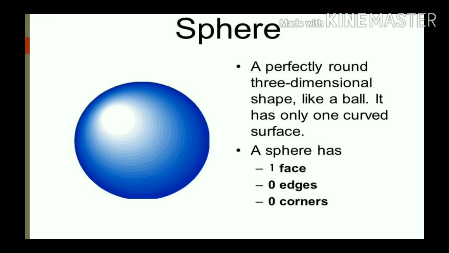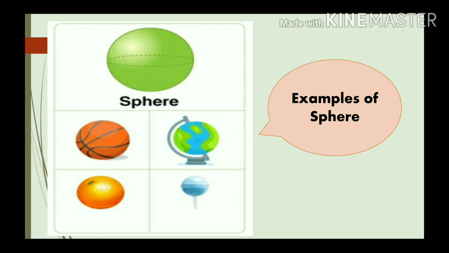Now, students, the next 3D shape is sphere. A perfectly round 3D shape like a ball, it has only one curved surface. It is called sphere. So, students, we can say a sphere has one face, zero edges, and zero corners. That's why it has no net structure, because it has no edges and corners. Now, students, let's see the examples of sphere. There are so many examples of sphere. Some of them are ball, globe, orange, and lollipop. So, students, anything you can see which is a perfectly round shape is called sphere.